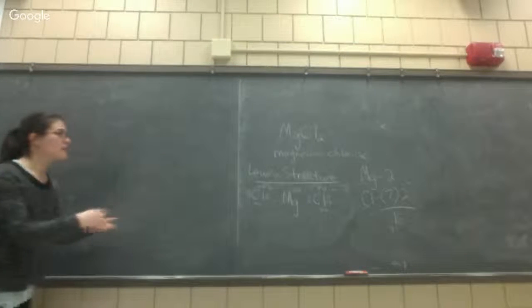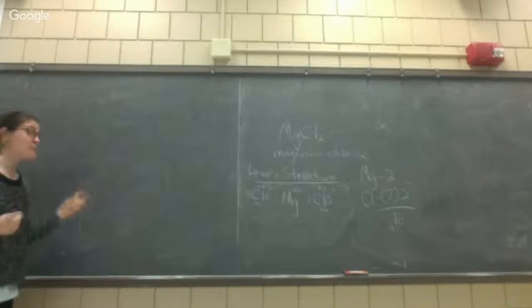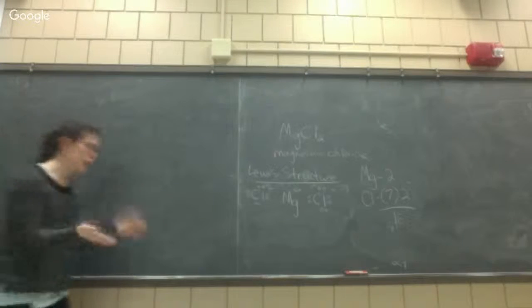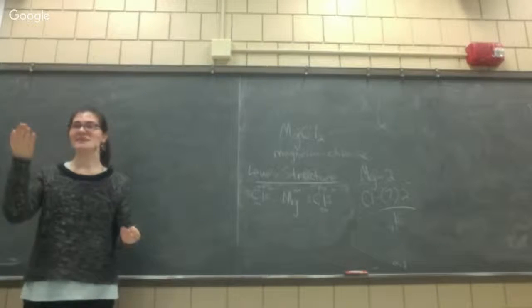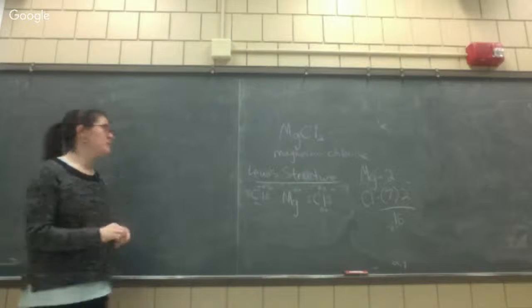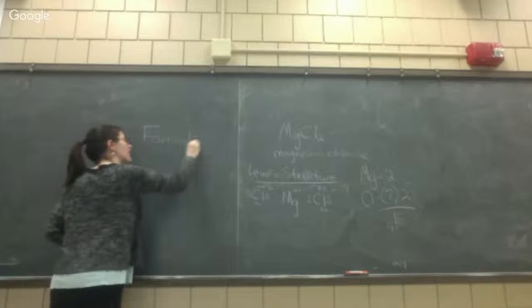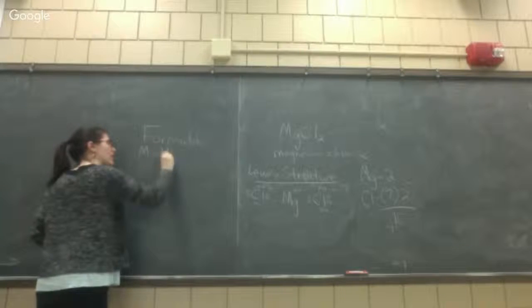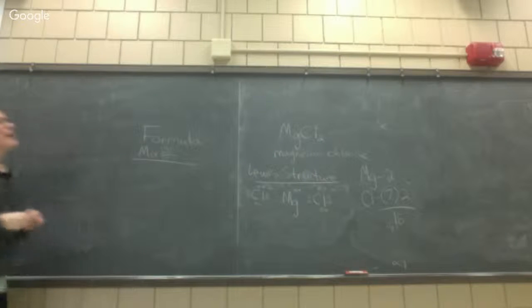Okay, so that's how you draw out the Lewis structure for an ionic compound. You wouldn't have bonds per se. It's still a bond, but you just don't have the line because there isn't sharing of electrons. Makes sense? So what would be the formula mass? Not formula mole, formula mass of magnesium chloride. How would we find this?